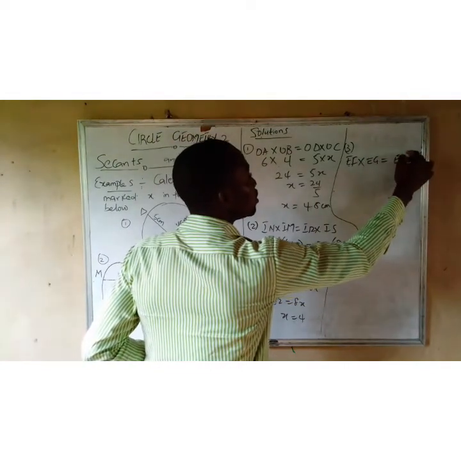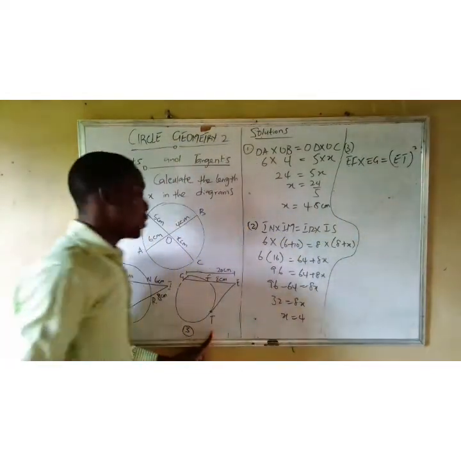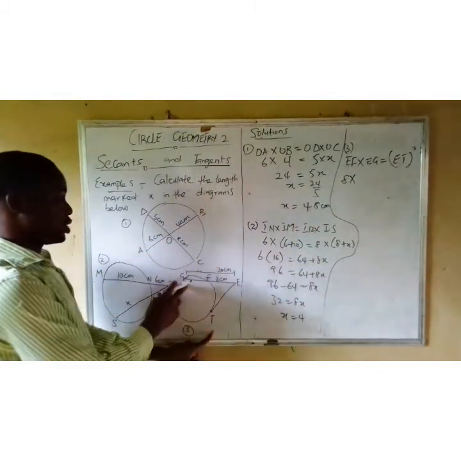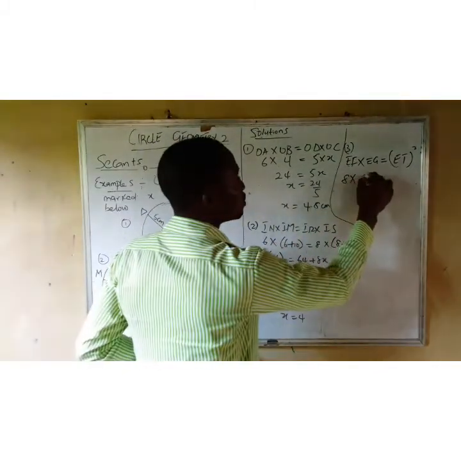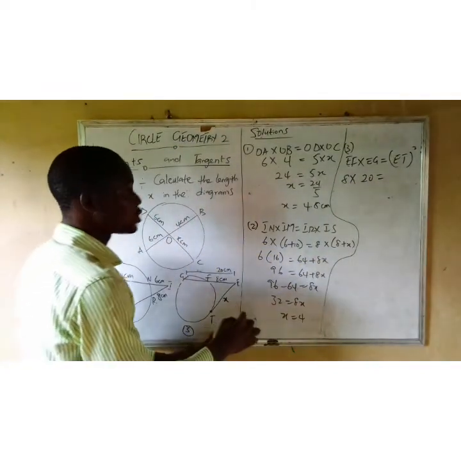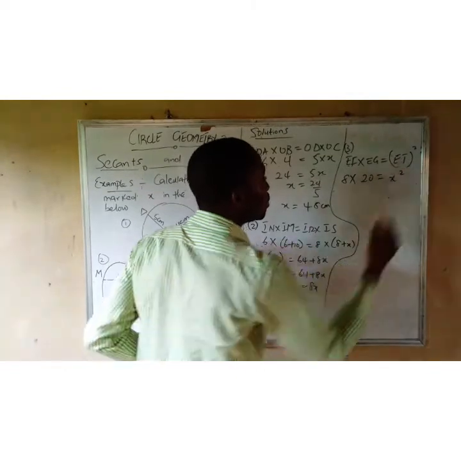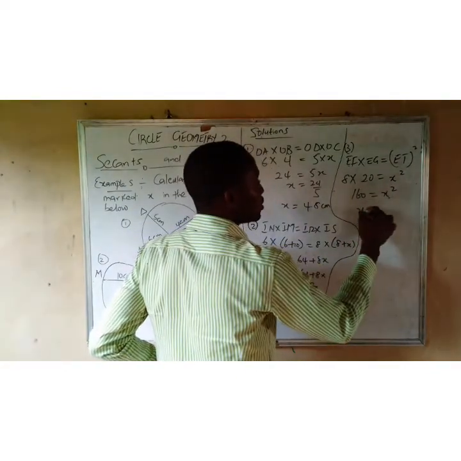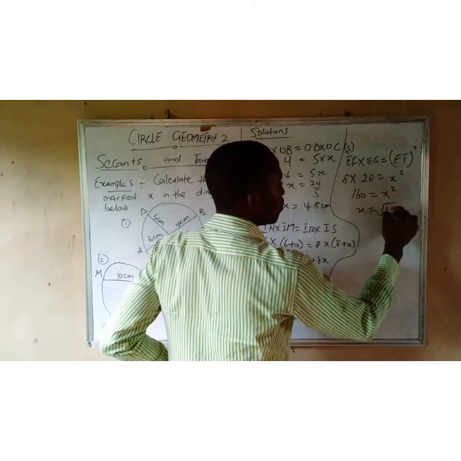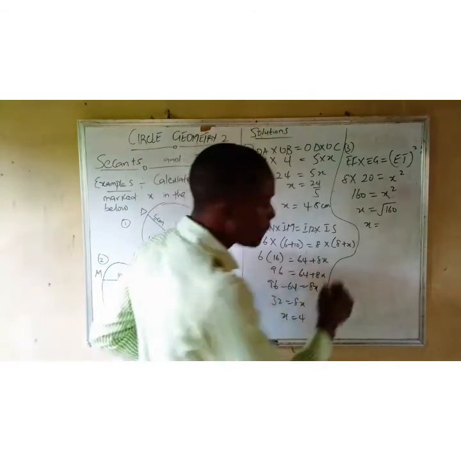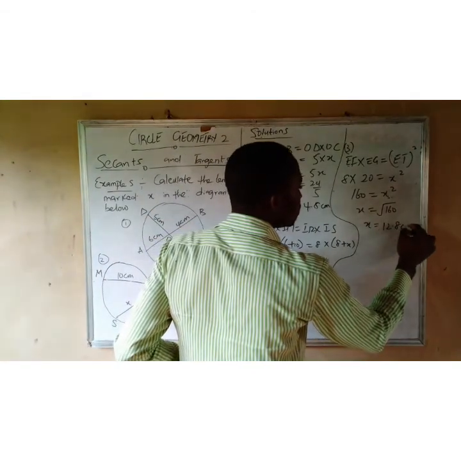equals ET all squared. Now what is EF? EF here in this case is 8, times EG. EG, the total, is 20 as given to us, equals ET. What are we looking for? X. That's X squared. That becomes 160 equals X squared, where our x is equal to the square root of 160. Hence our answer is 12.8 centimeters.